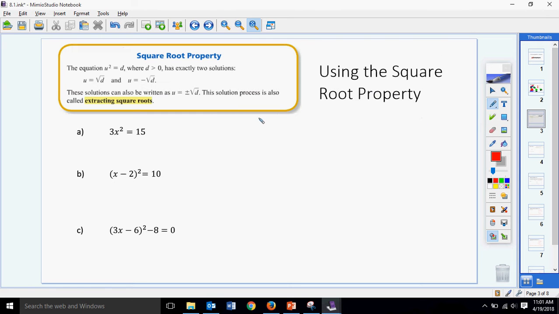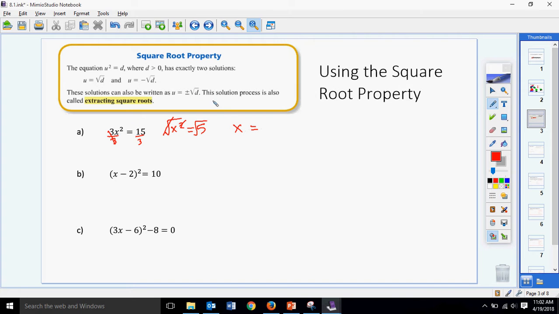So let's try to use this square root property to help us solve this equation here. There's nothing really to factor, but I can get a little bit simplified. If I divide by 3 on both sides, that's going to leave me with x squared equals 5. Remember, our goal here is to solve for x. So what I want to do to get x by itself is square root both sides. The square and the square root cancel, so I'm left with x.